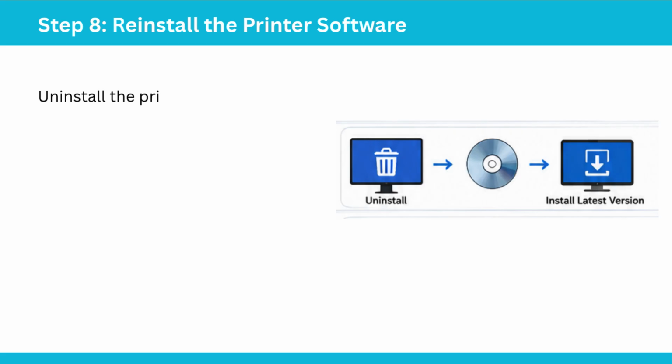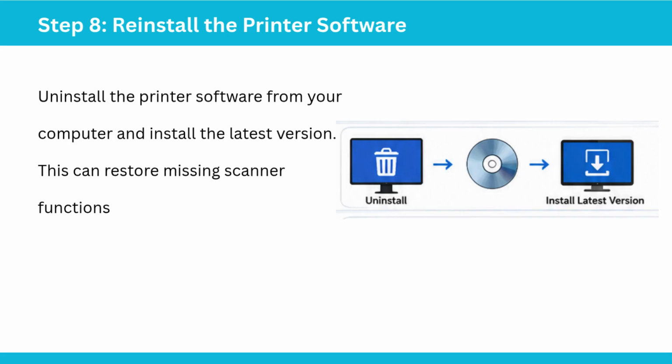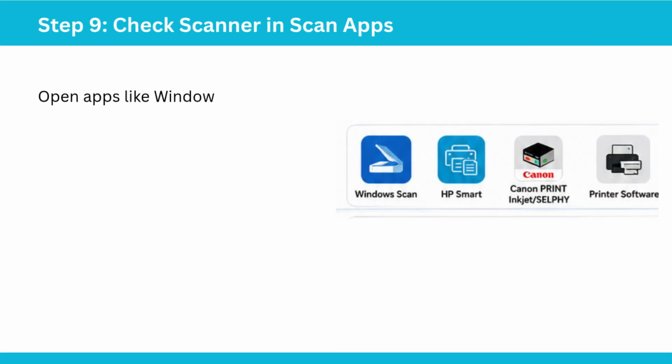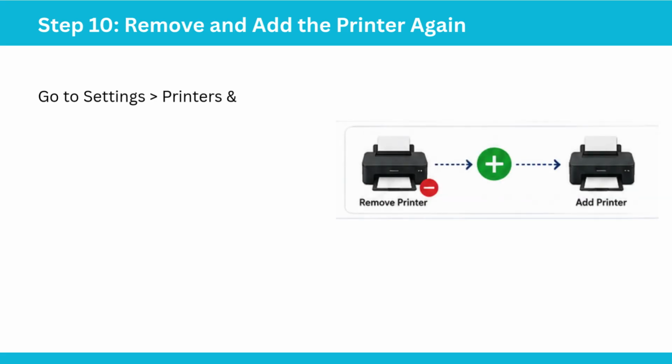Step 8. Reinstall the printer software. Uninstall the printer software from your computer and install the latest version. This can restore missing scanner functions. Step 9. Check Scanner in Scan Apps. Open apps like Windows Scan, HP Smart, Canon Print, or your printer software and see if the scanner is listed there. Step 10. Remove and add the printer again.